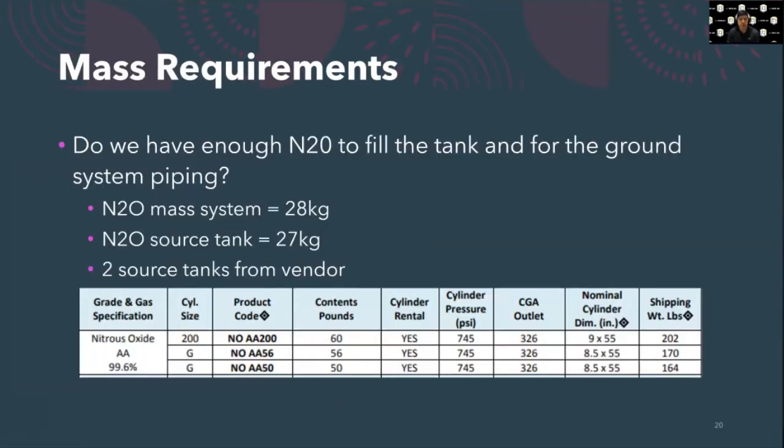As for the mass requirements, we have to make sure we have enough nitrous oxide to fill both the ground system and the oxidizer tank. The oxidizer tank itself requires 15 kilograms of nitrous oxide, and the rest of the ground system adds up to a total of 28 kilograms. And so the N2O source tanks each have 27 kilograms. So the table below shows the cylinder pressure as well as the dimensions. And so we conclude that there are 2 source tanks needed from the vendor in order to ensure we have enough mass flow through the system.